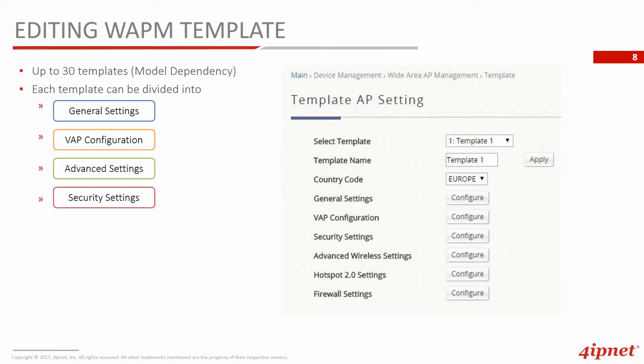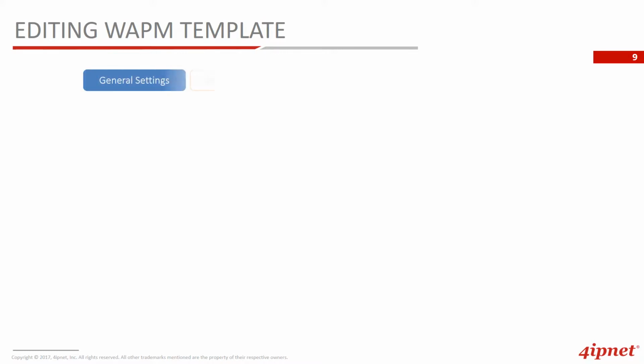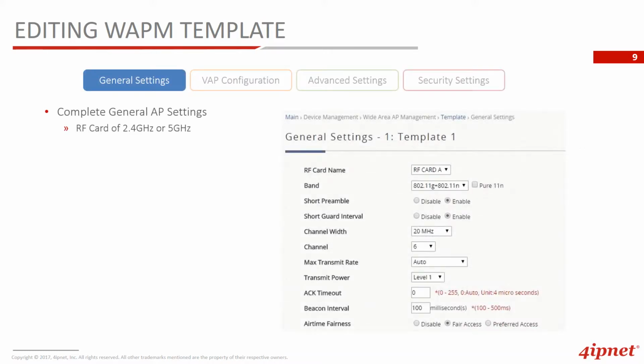These are all parameters you can edit before you apply the configured template to your APs. Under General Settings, you can configure the RF card of either 2.4 GHz or 5 GHz, Wi-Fi standard, channel and channel width, and the transmission rate plus transmit power. These parameters are pretty much the same across all AP models.